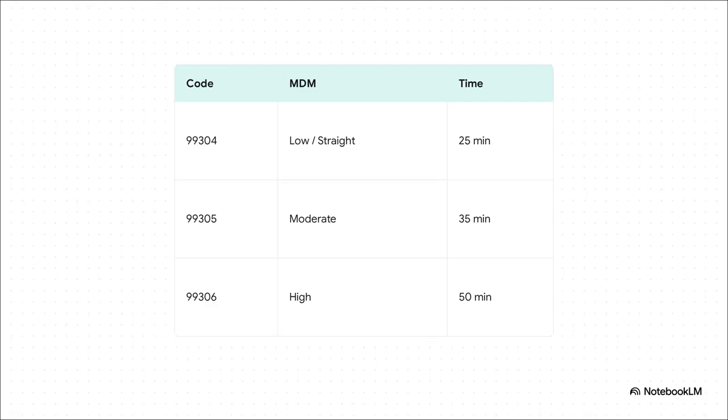Okay, let's break down the actual codes. The beauty here is you can cleanly choose your code based on either medical decision-making, MDM, or total time, whichever benefits the encounter more. Notice the escalation here. Code 99304 is for straightforward or low MDM, or 25 minutes. 99305 steps up to moderate MDM, or 35 minutes. And to hit the highest level, 99306, you have to reach high MDM, or a full 50 minutes of time.